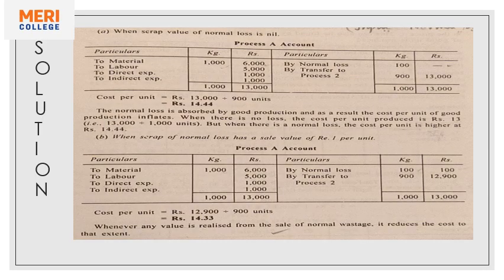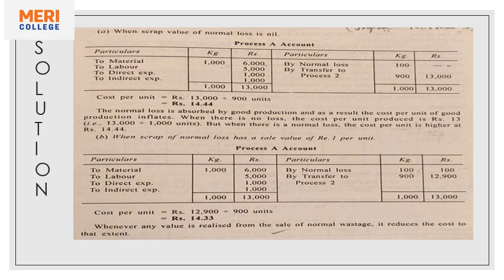First case, when the scrap value of normal loss is nil. We have been given material here. We have been given labor, direct expenses. And the indirect expense, as we have only one process, there is no need to apportion. Total expenditure of process A is 13,000, but we have 100 kgs of normal loss, whose selling price is nil. So can I say we have spent 13,000 of cost, this total cost, on 900 units only. So our cost per unit is 14.44.